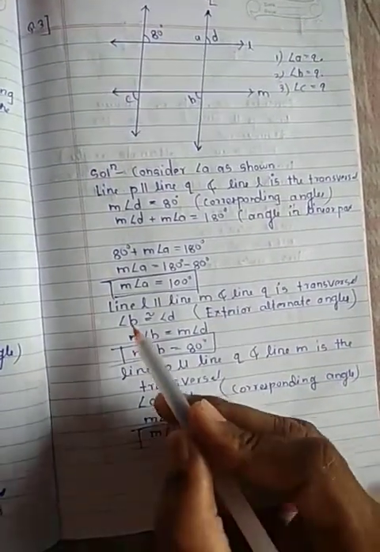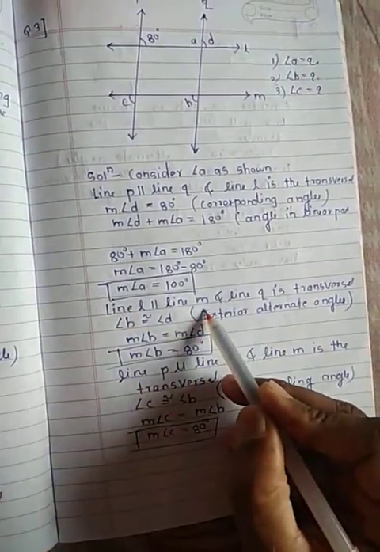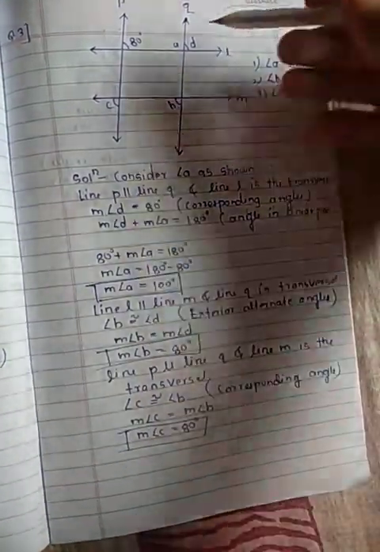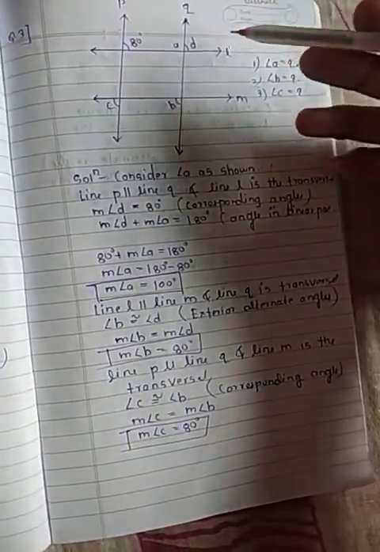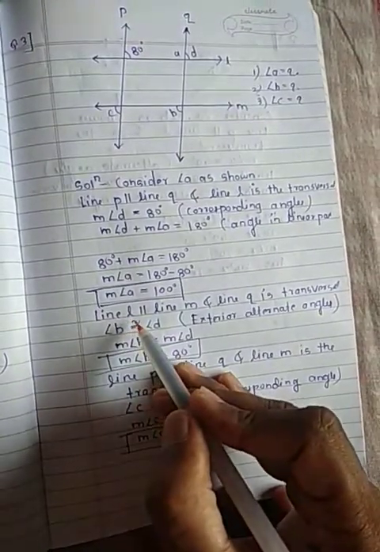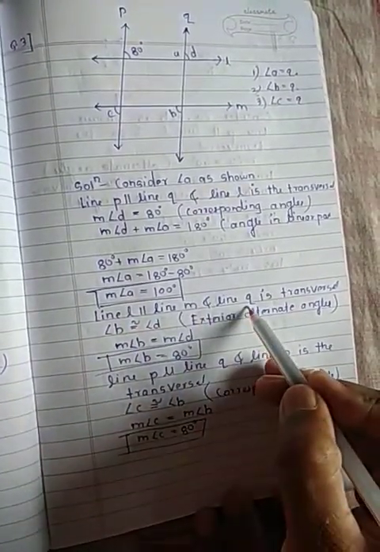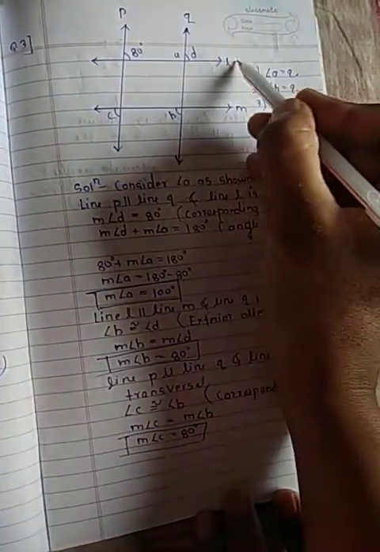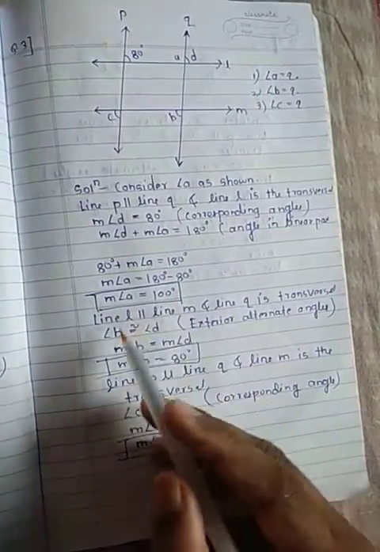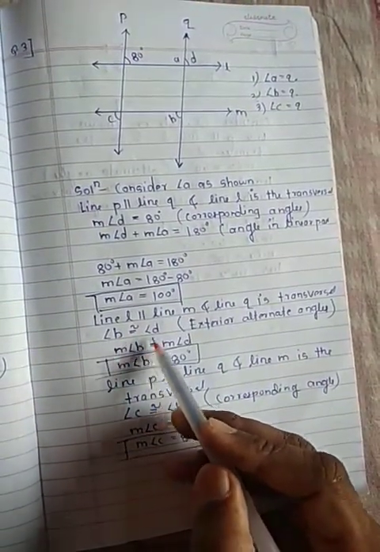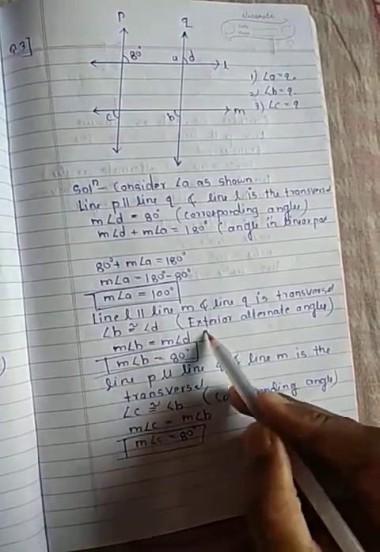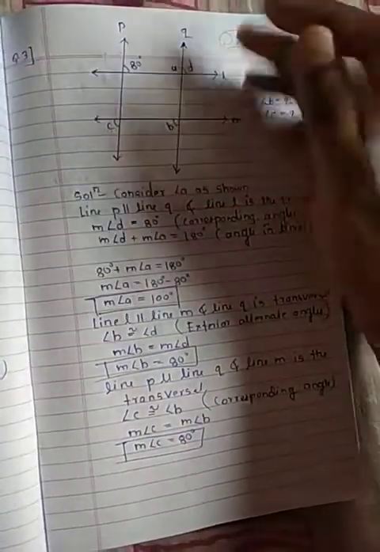Okay, so line L is parallel to line M, and Q is a transversal. Students, according to the situation, we have to just show the parallel lines and the transversal. So here, the second thing: line L is parallel to line M and Q is a transversal. We have to just understand here. So angle B is corresponding to angle D. These are the exterior alternate angles, both are exterior alternate angles.